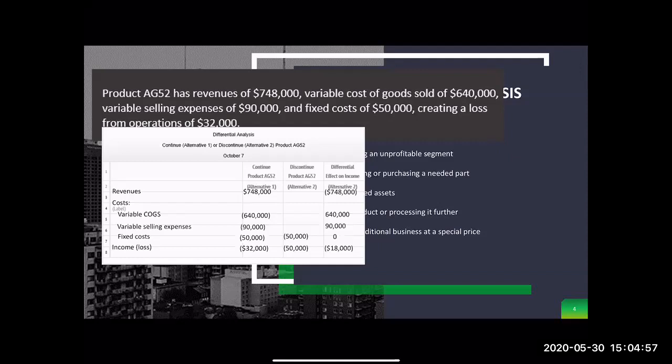If we discontinue it, right? We're trying to minimize the loss depending on our strategy, right? So we lose a little bit less by continuing the production versus discontinuing it altogether, okay?